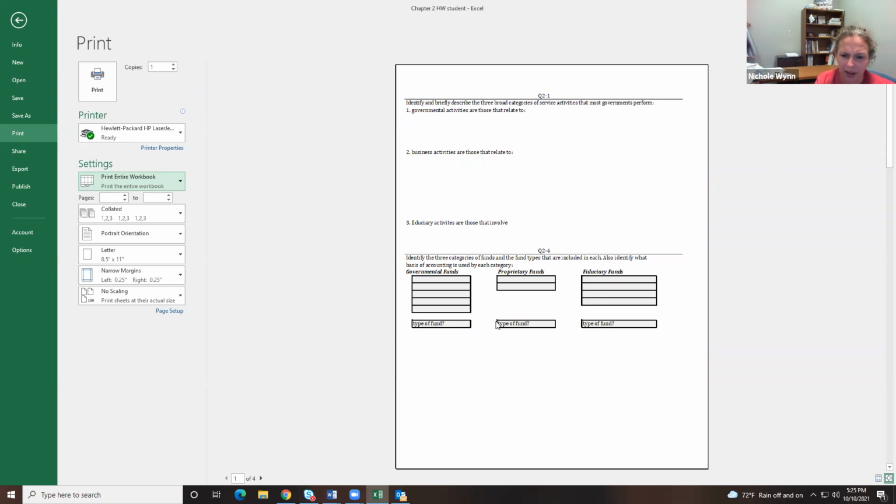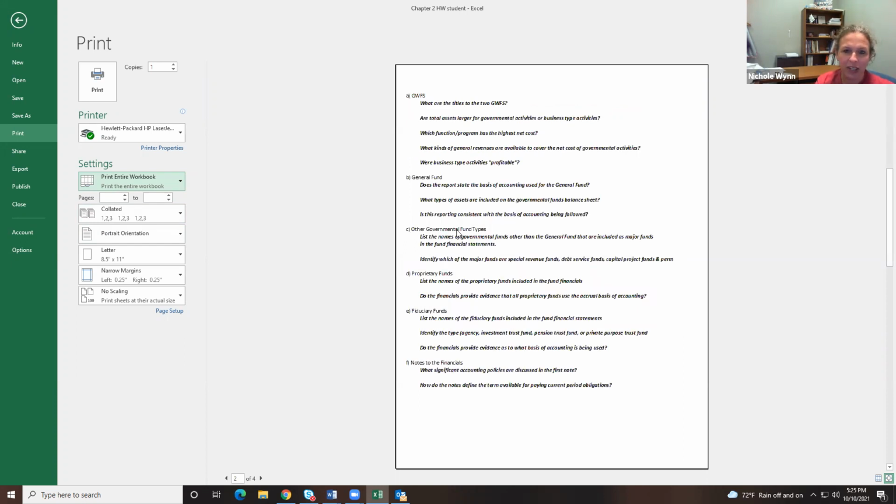Also identify what basis of accounting. Where it says type of fund, it should say basis of accounting. Maybe I'll go change that. I just saw that. So you're going to fill that in. What I'm looking for right here is the basis of accounting. So which one is accrual basis versus modified accrual basis? Okay, that's a good hint.